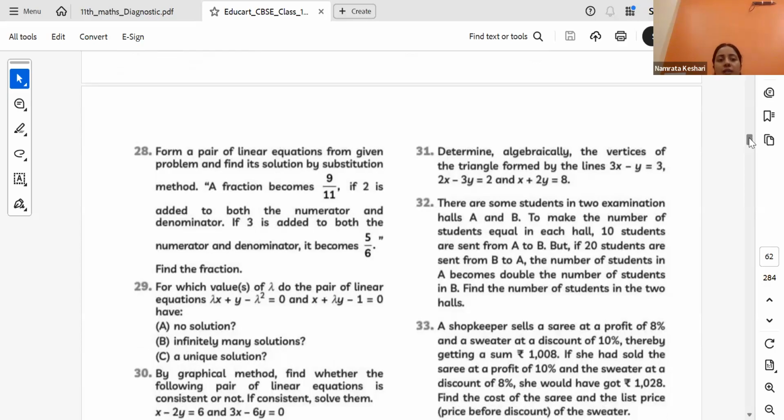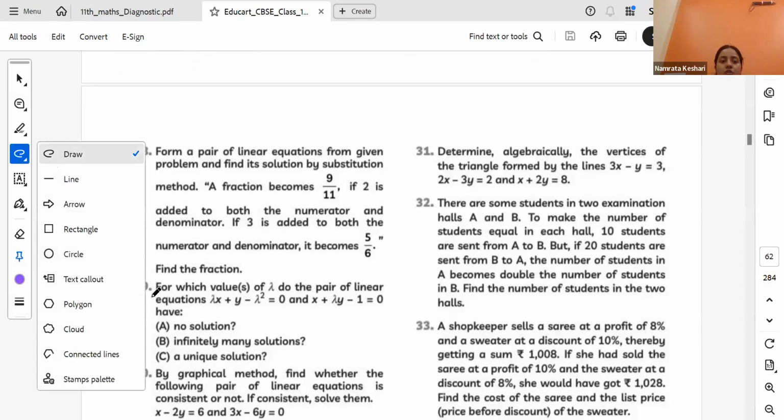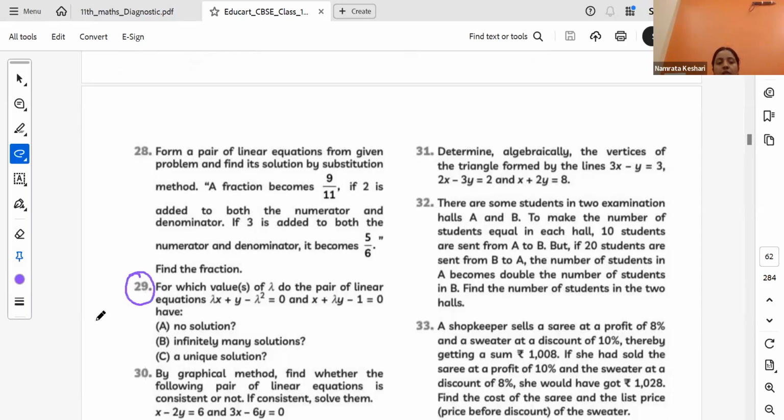This one, question number 29. Very often you must have seen such a question in any test or exam. Okay, let's read it. For which value of, this is called lambda. Okay, this is just a symbol, just like alpha, beta, or maybe x, y, z. This is called lambda, so I'm pronouncing it lambda. This is just a symbol taken from the Greek alphabet.